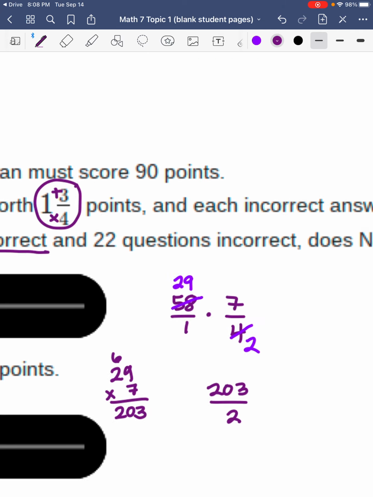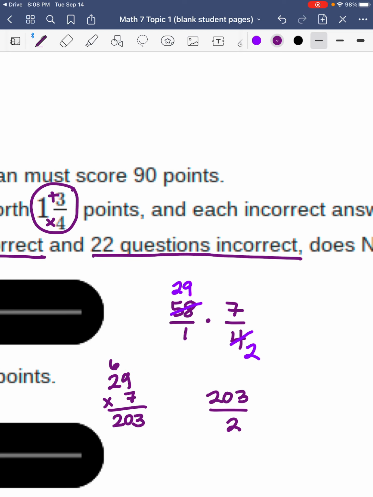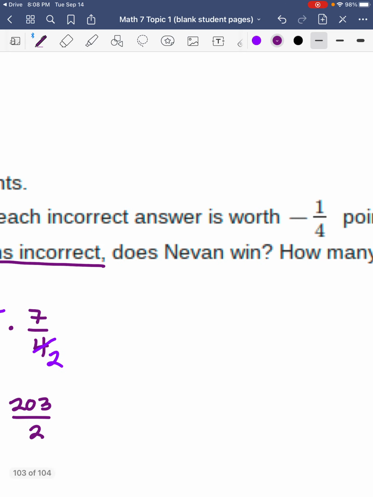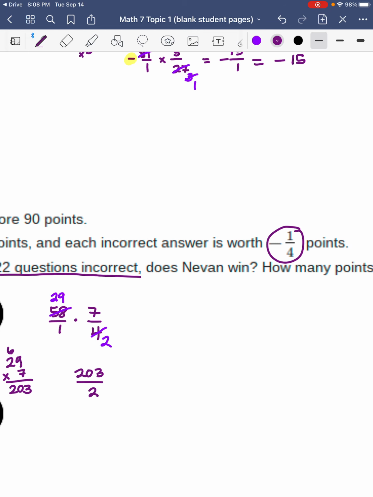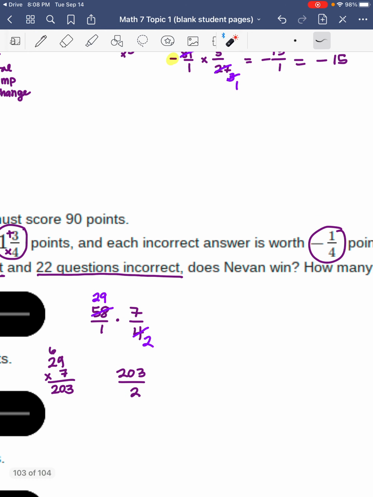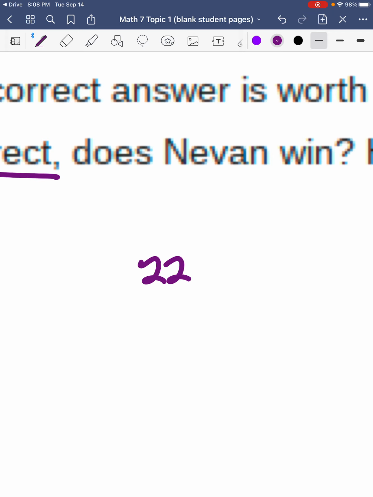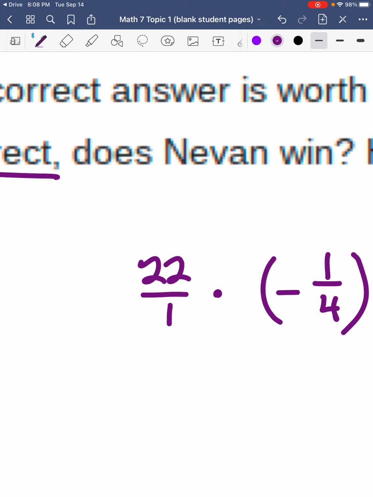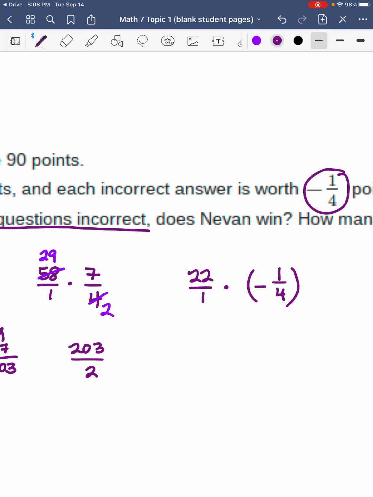So he answered 22 questions incorrectly, and each one of those is worth -1/4 points. So how can I write this whole number, 22, as a fraction? 22 over 1. So we have 22 over 1 times -1/4. Okay, now what I know about this is I'm going to have a negative product because I'm multiplying a positive times a negative. My signs are different. Let's see if anything reduces. So 1 and 1, nope, nothing reduces there.